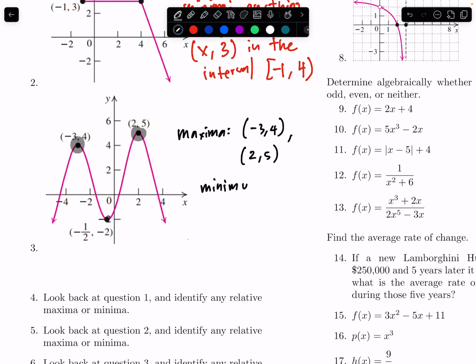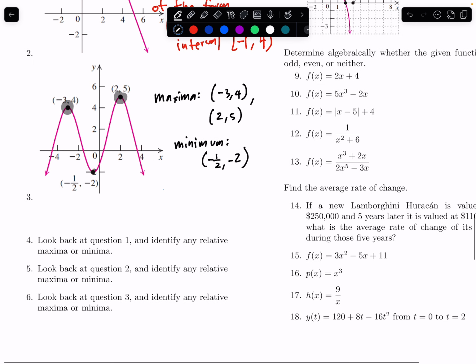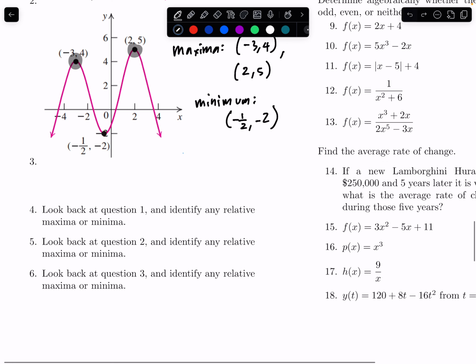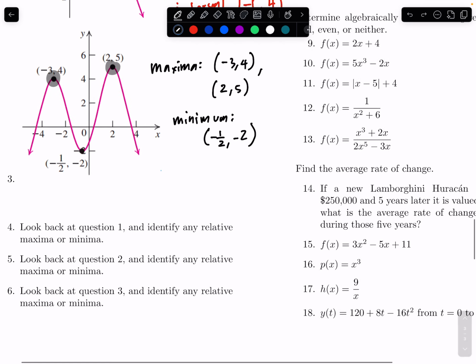And there's one minimum. I'm going to keep the same color because it's only an easy one. Right there, right? That position right there. And what is the coordinate? It's -1/2, -2. Great. That's done. That's numbers 4, 5, and 6 done. Sweet.